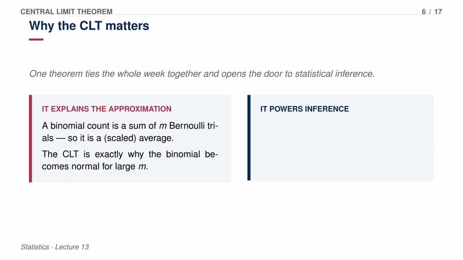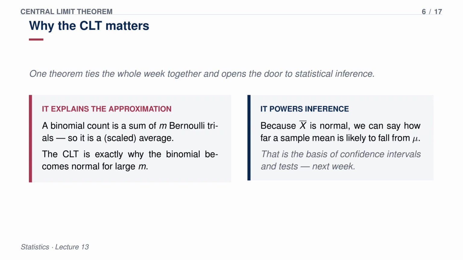First, it explains something from earlier this week. A binomial count is just a sum of m yes or no trials, which is a scaled average. So the CLT is exactly why the binomial starts looking normal for large m. That wasn't a coincidence. It was this theorem in disguise. And the second reason is the whole future of the course.